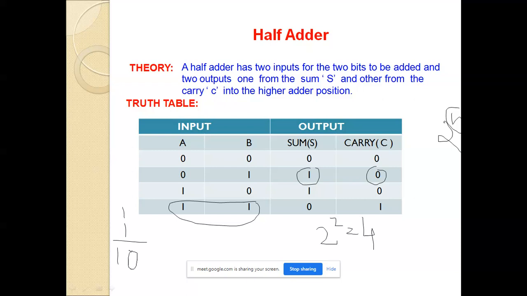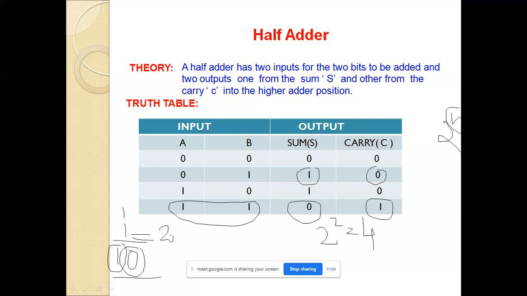10. So many of you might wonder why I have written here 0 and here 1. We all know from our school days that this is your sum and this is your carry. But 1 plus 1 is 2 in normal arithmetic operation.